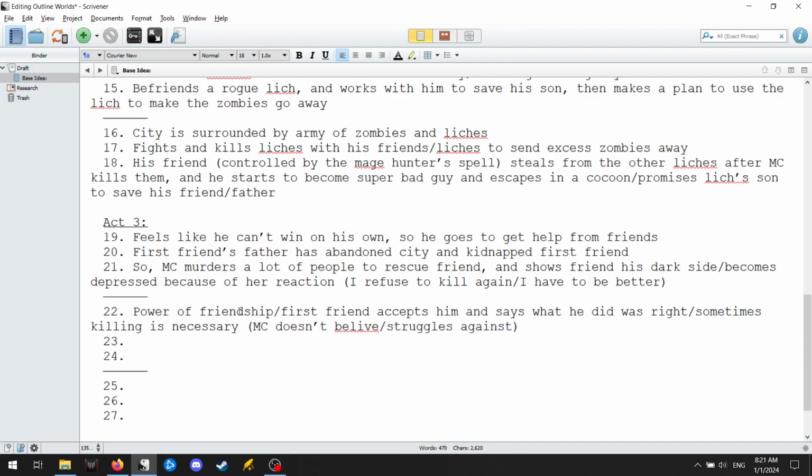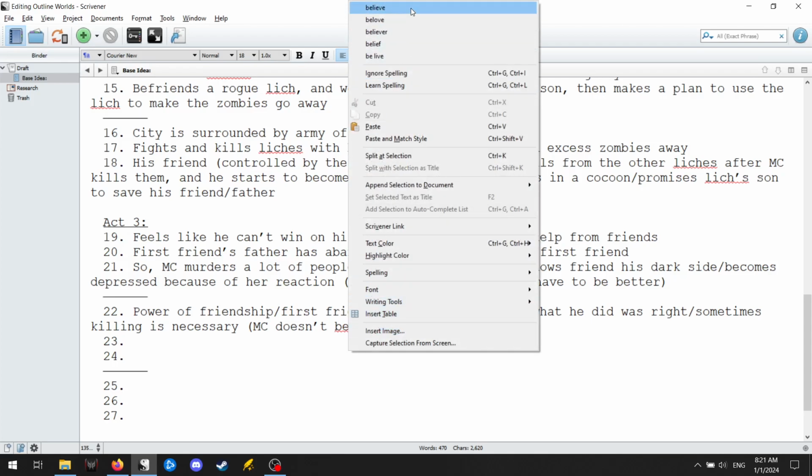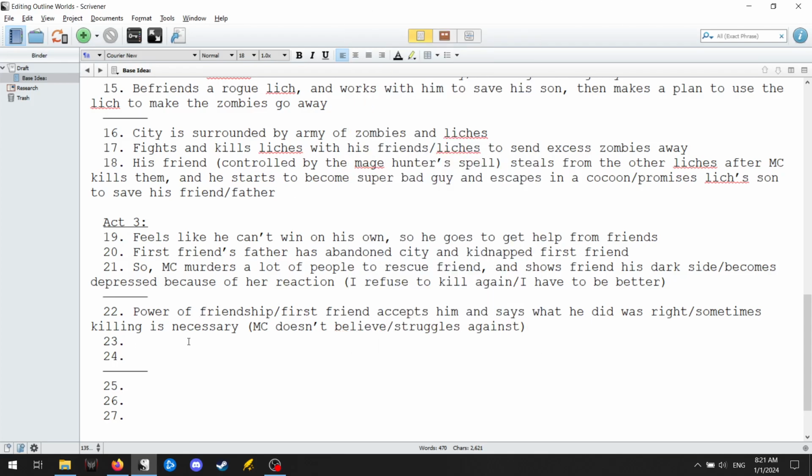And he kind of struggles against it at some point. We move into this: the main character's got a renewed resolve, and he goes after the bad guy.